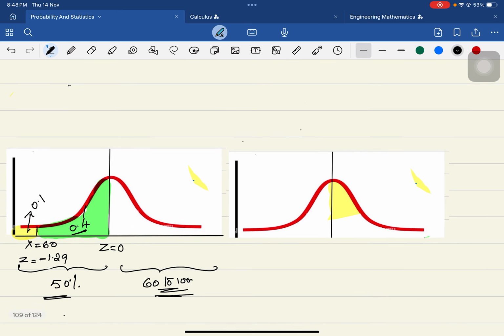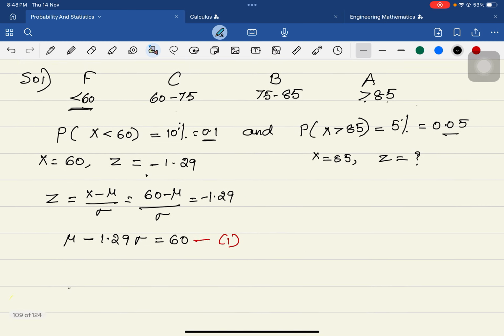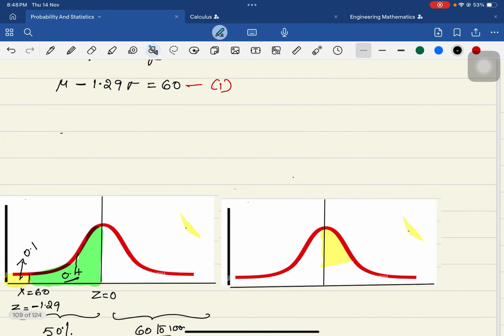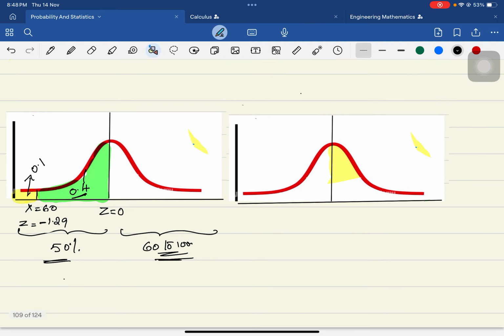So now when x is 85, let us now understand the area. When x is 85, what is the area covered? That is, x is greater than 85 is 5%. So only 5% is there when x is more than 85. So you can understand that this is x is equal to 85 and more than 85 it is 5%. So let us write down this area as 0.05.